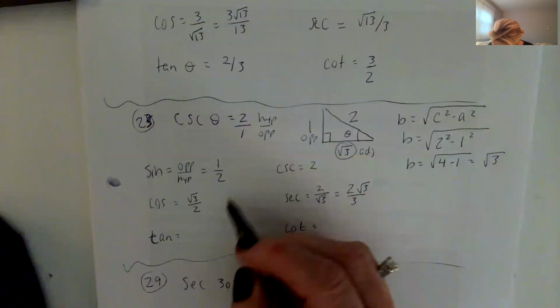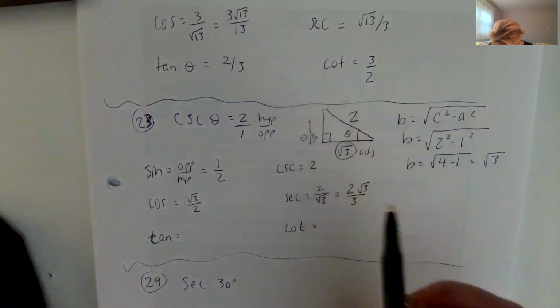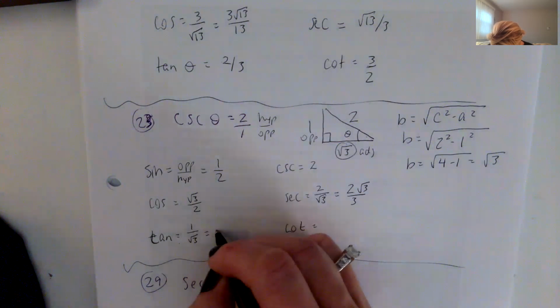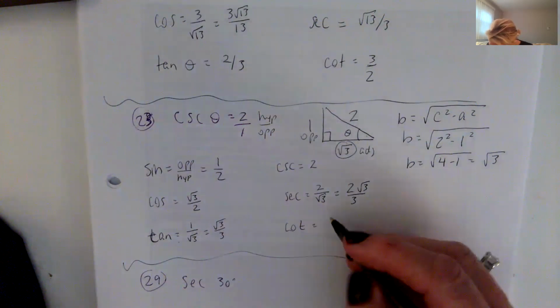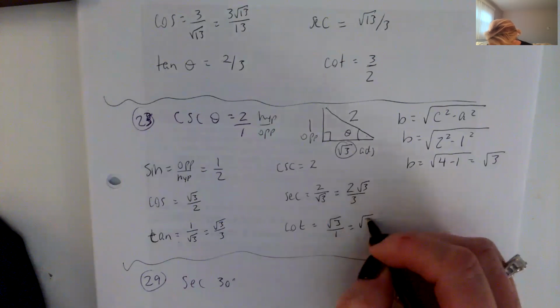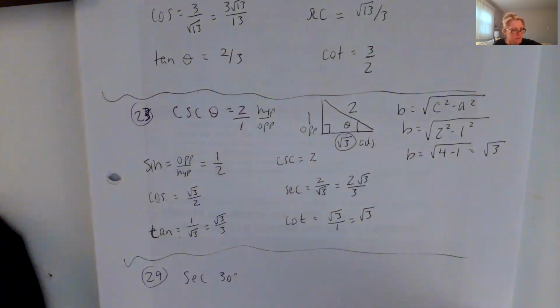And tangent is the opposite over the adjacent, so it's 1 over the square root of 3, which is square root of 3 over 3 once we rationalize it. And cotangent is just the square root of 3 over 1, which is just the square root of 3. How exciting.